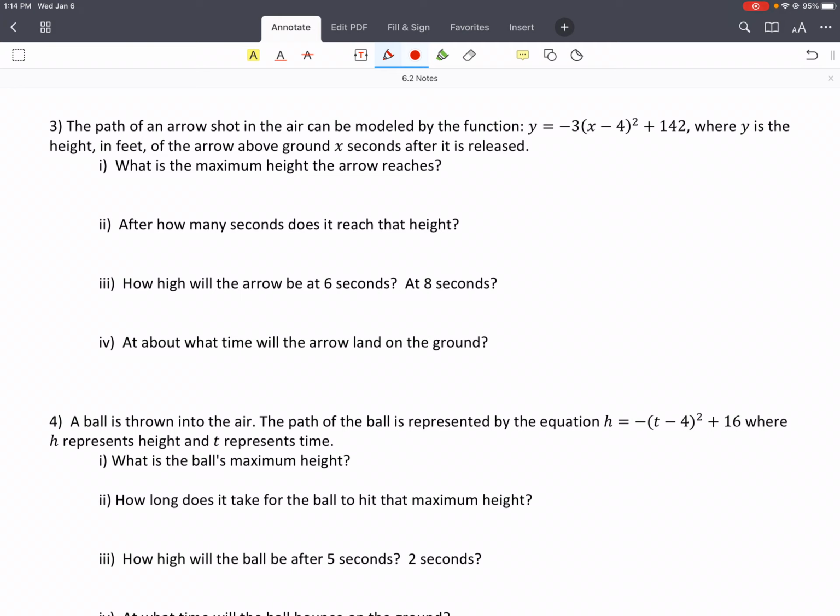Maybe not quite that much that we need. Let's change our x max. Let's do like x max to 20. Okay, cool. So we can see our graph.